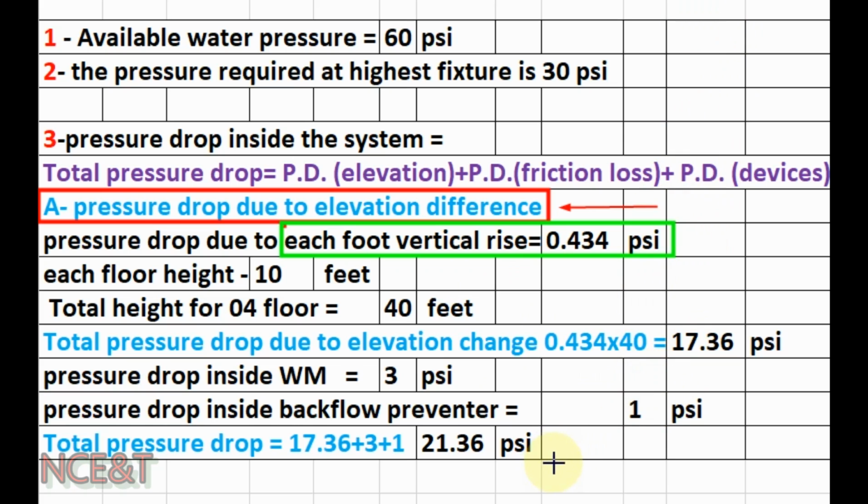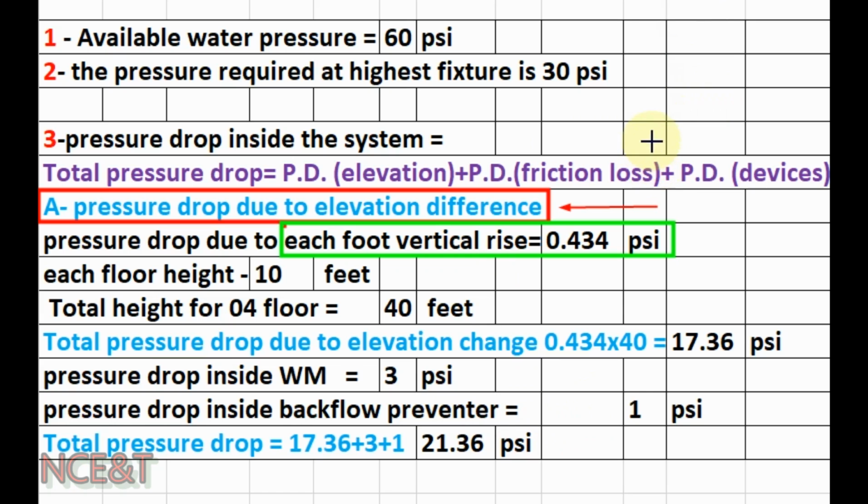As we are using 2 devices with our water supply line, one water meter and one backflow preventer, the pressure drop inside the water meter is equal to 3 psi and the pressure drop inside the backflow preventer is equal to 1 psi. If you are using other devices also with your water supply line, then you need to consider the actual pressure drop inside that device when water is flowing through it. For the pressure drop inside the water meter and backflow preventer, you need to select the actual pressure drop value from the brochure that will be supplied by the manufacturer or supplier.